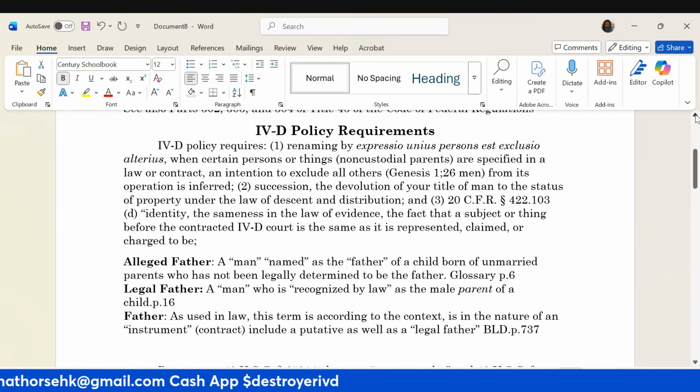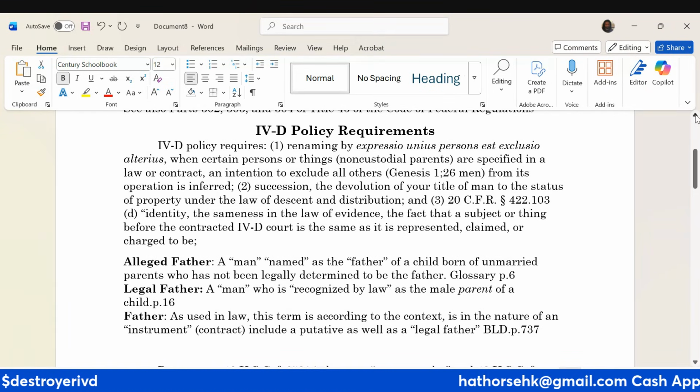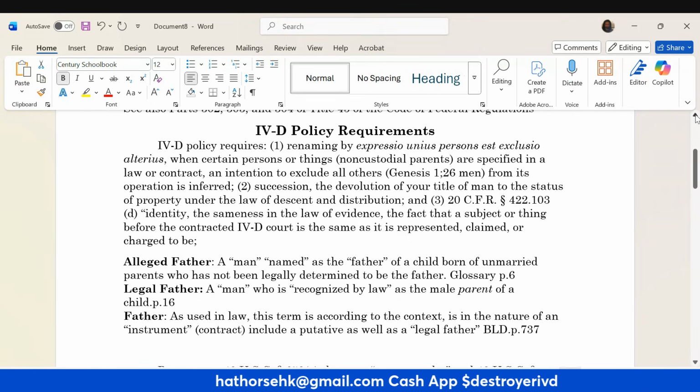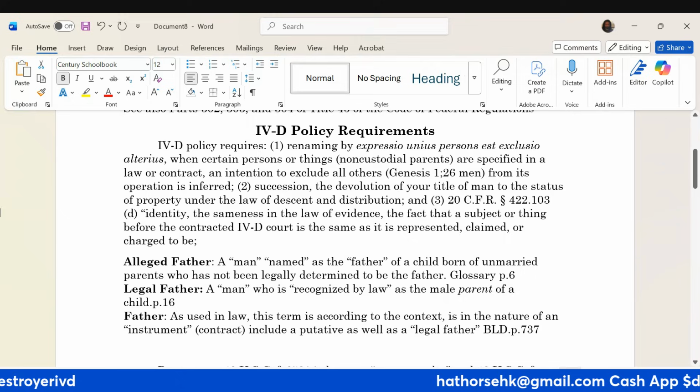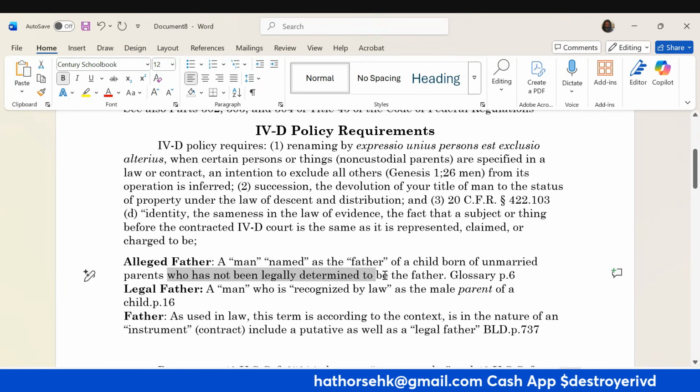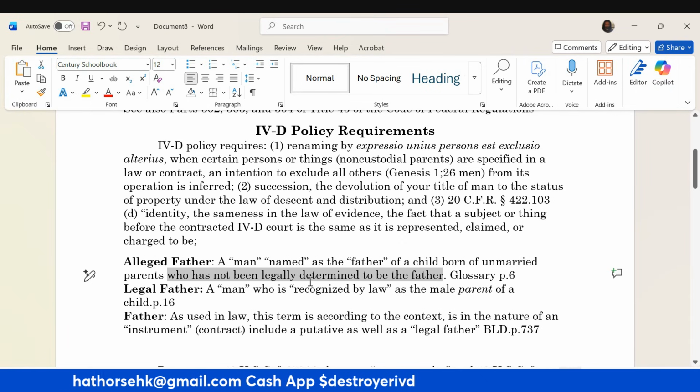Glossary of common child support terms, the language that they use. These are words of art. An alleged father is a man named as the father. Remember, number one is what? Renaming. Look, man named as the father, who has not been legally determined the father. Legally determined means he didn't sign a voluntary acknowledgement of paternity.